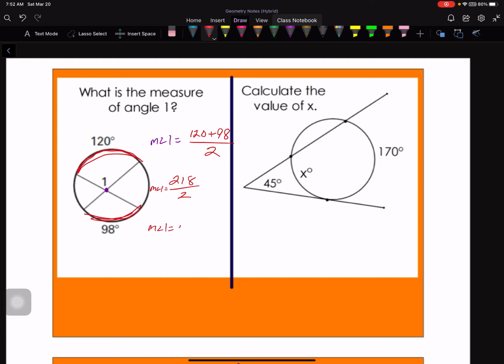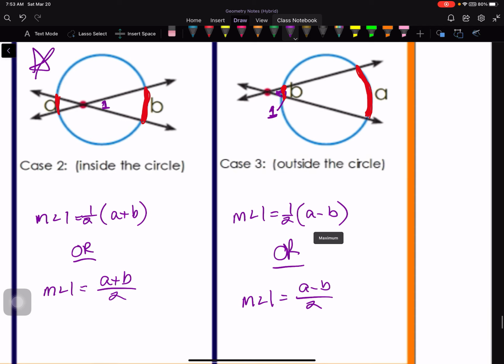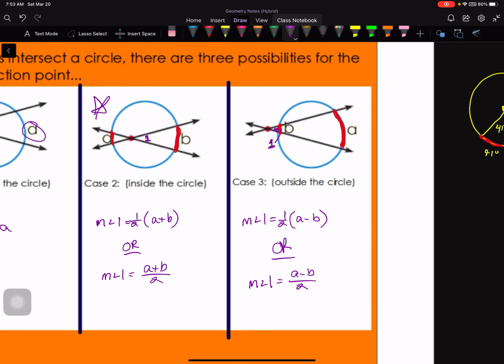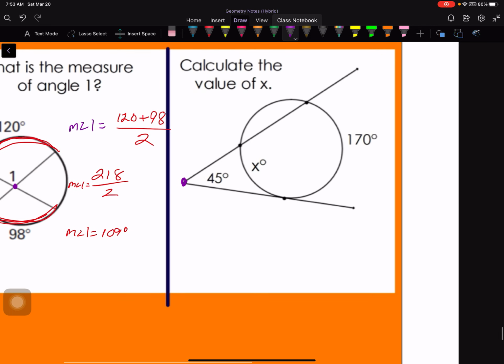So it should be 109. All right. So you can see problems like this where it's pretty straightforward, or you can see some where you have to kind of solve and find missing pieces. So in this case, we have a vertex on the outside of our circle. So in this case, if I scroll back up, you would subtract the big arc minus the small arc and divide it by 2.